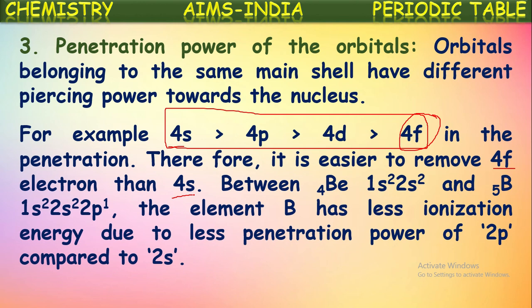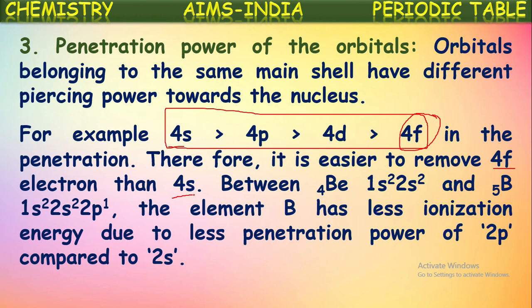And those orbitals which are having less penetrating power, in those orbitals, electrons are held by the nucleus with weak force when compared to the remaining. So from there, electrons can be removed very easily. So out of these four orbitals from 4f, electron can be removed easily with the less amount of energy only compared to 4s. Okay, if you see one more example between beryllium and boron.